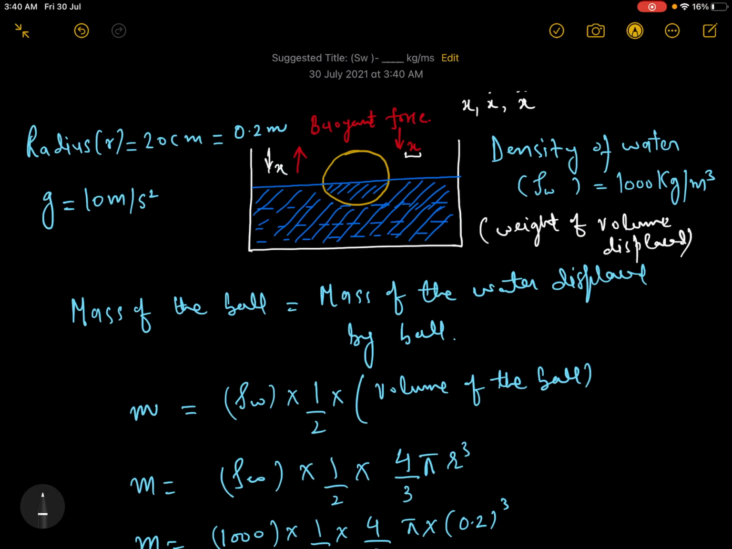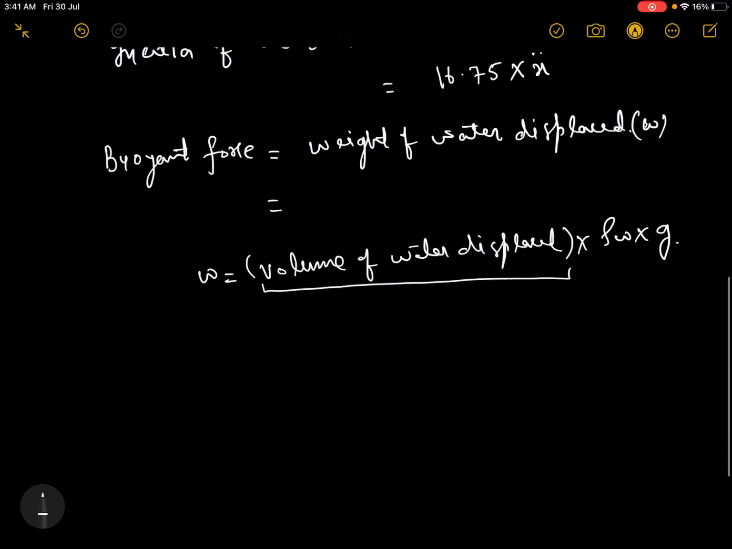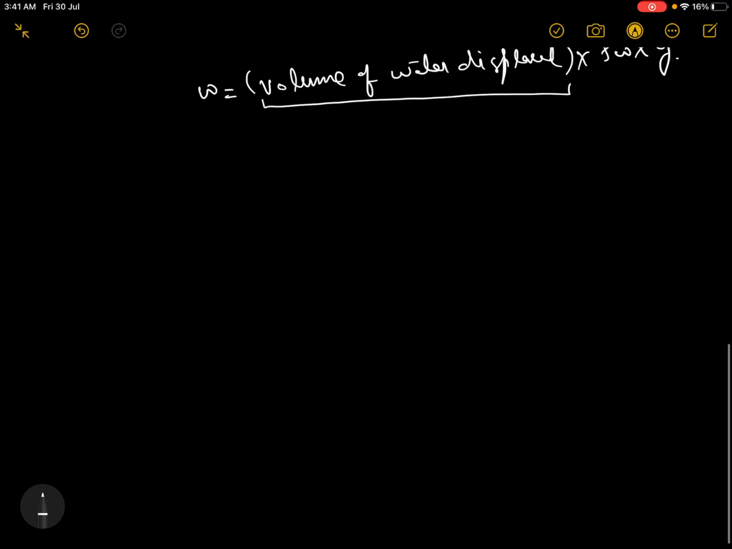So what will happen to this ball? It will try to relocate itself in this way. So suppose we are having a top view of this ball. If we see the top view from the top, what will it look like? It will look like a disc of radius r.